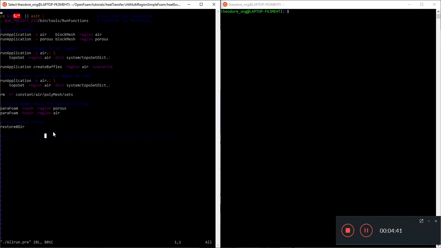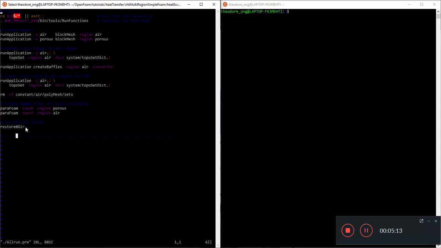Okay, so next thing it runs is paraFoam. paraFoam is basically running ParaView from the command line. However, it is not normal to run paraFoam within Windows Subsystem for Linux. So what we usually do is to just run paraview instead of paraFoam. And then we go touch. We want to touch some region, and then we do air or porous, etc.